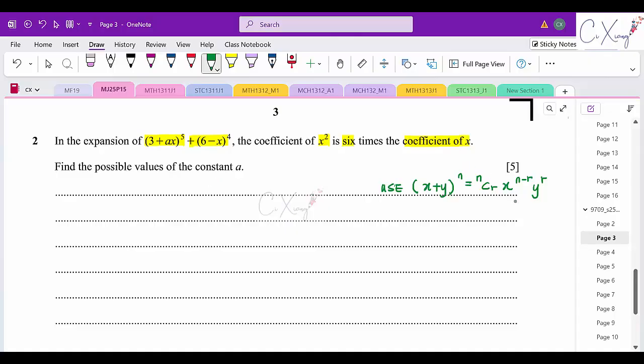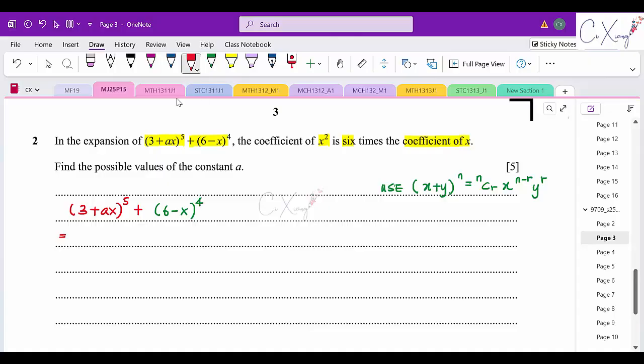Right? Okay, and now let's have a look at our question here. We are actually having two brackets. I'm having the first bracket power 5, then another bracket power 4. Therefore, I need to expand and find the x squared term and also the x term for both brackets. Maybe I use a different color to represent each bracket. For the first bracket, I'm using the red color, (3 + ax) power 5. For the second bracket, maybe I'm using the green color, where it is actually (6 - x) power 4.